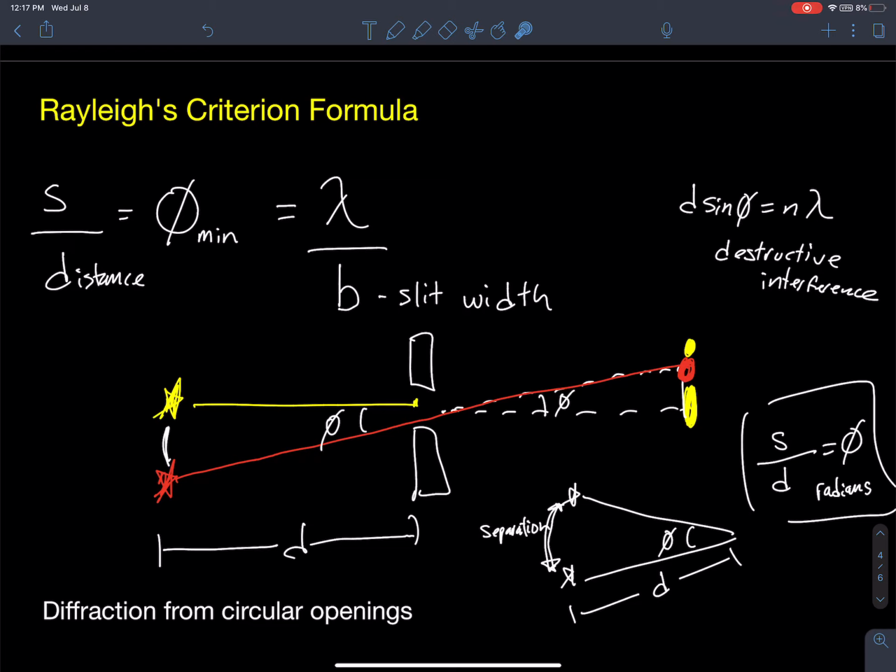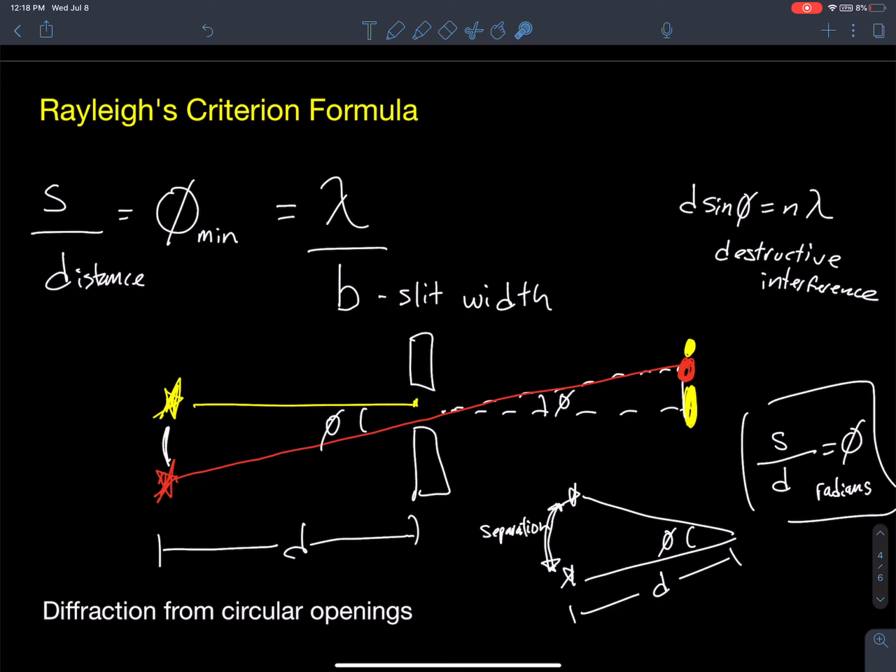A question you can ask yourself is, what's going to happen to that minimum angle of separation if I use a smaller wavelength? Instead of red light, what if I looked at an object with blue light? How does that affect my resolution? What effect does opening my pupil diameter have on my resolution, increasing the slit width? What does that do to the minimum angle of separation? And how does that affect the linear separation, S, or the distance at which I can see an object and have it resolved?